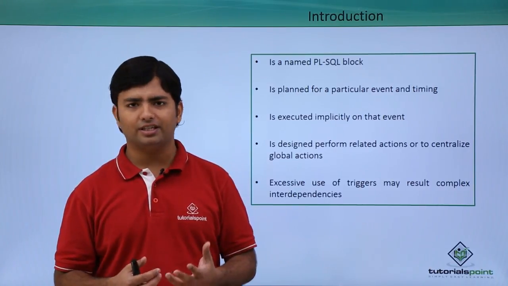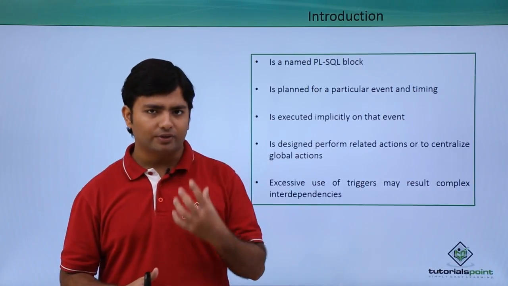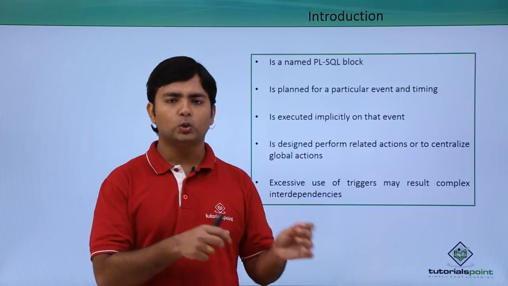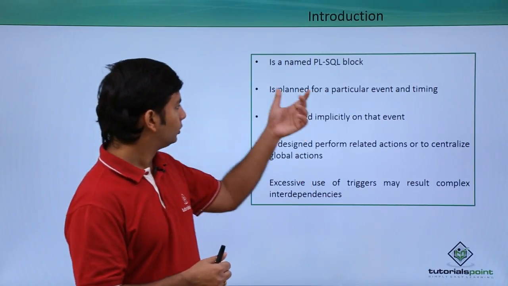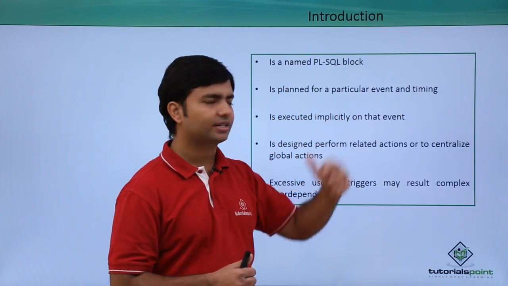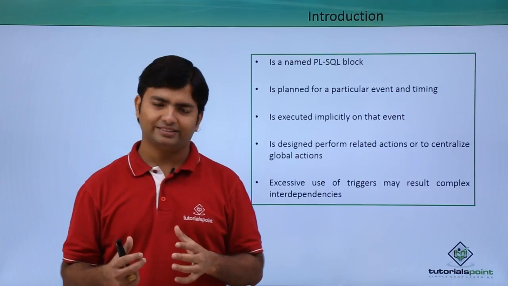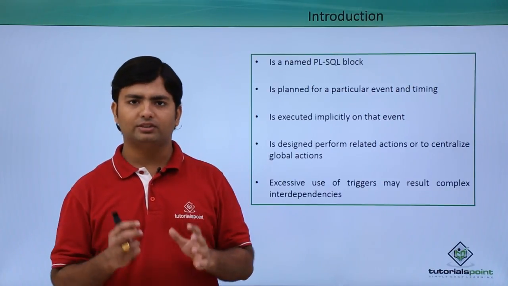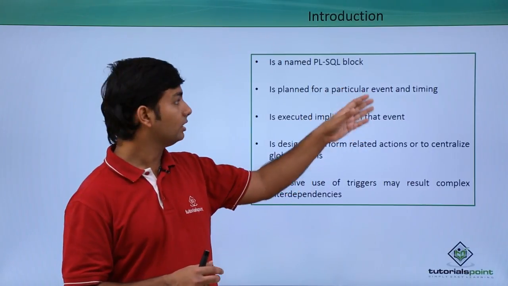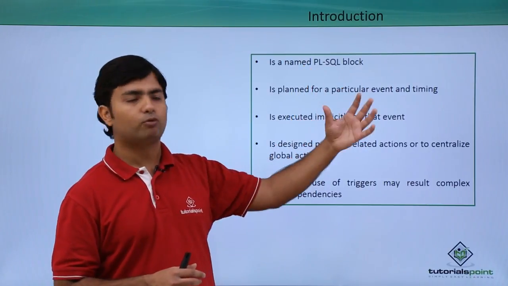When I say implicitly, it means by the time we create it, we will plan when we want this trigger to be executed. So it is planned for a particular event and timing. As I said, when we create it, we'll plan accordingly, like when I want this particular trigger to be invoked, right?